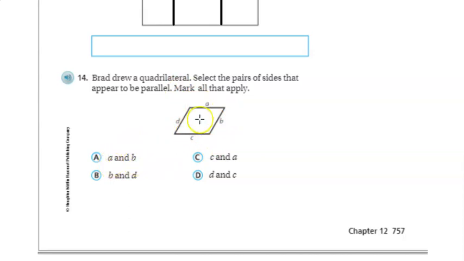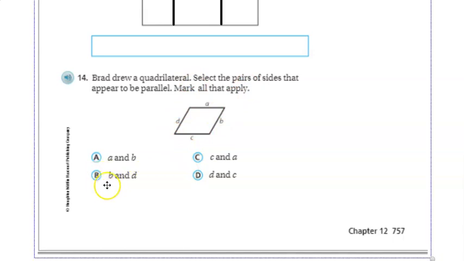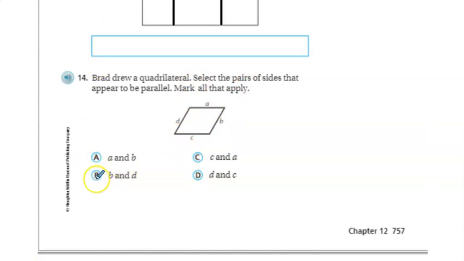So look at A and B. Are these parallel or do they form an angle right here? So hopefully you're not choosing A and B. B and D, there's B and D, and if you follow them up, they will never intersect, so those are parallel. So hopefully you're choosing that one. A, C and A, there's C and A. They are absolutely parallel. And D and C, 2 line segments come together and they form an angle, so that one would not work.